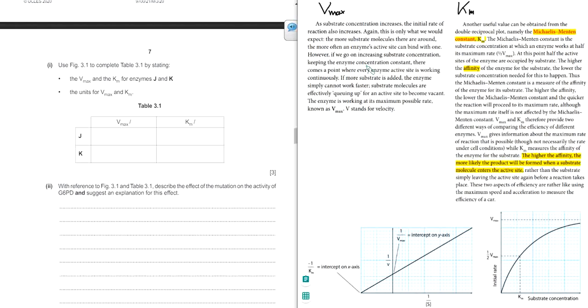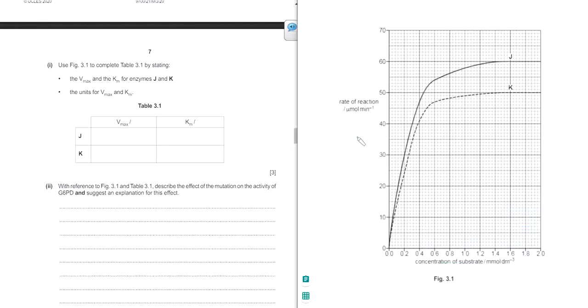The substrate molecules are effectively queuing up for an active site to become vacant. And that means at this point, the enzyme for this enzyme concentration is working at its maximum possible rate, which is known as Vmax, and V in this case stands for velocity, so the maximum velocity. Actually, let's complete this part of the table before we go into Km. So maximum velocity, fairly easy.